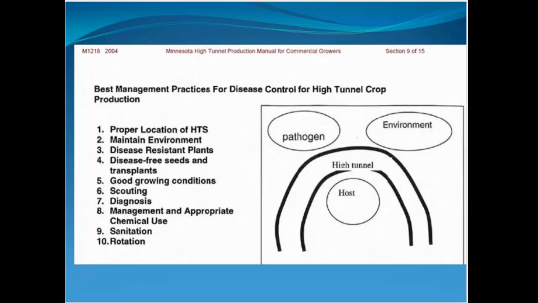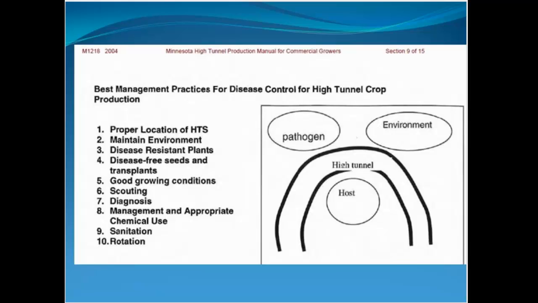The second aspect of proper location of your high tunnel is that we want to have that structure so that it's got good drainage. We don't want to put a high tunnel in any kind of a swale or low area because we don't want water to ever run in onto the high tunnel. We want water to only run away from the high tunnel.